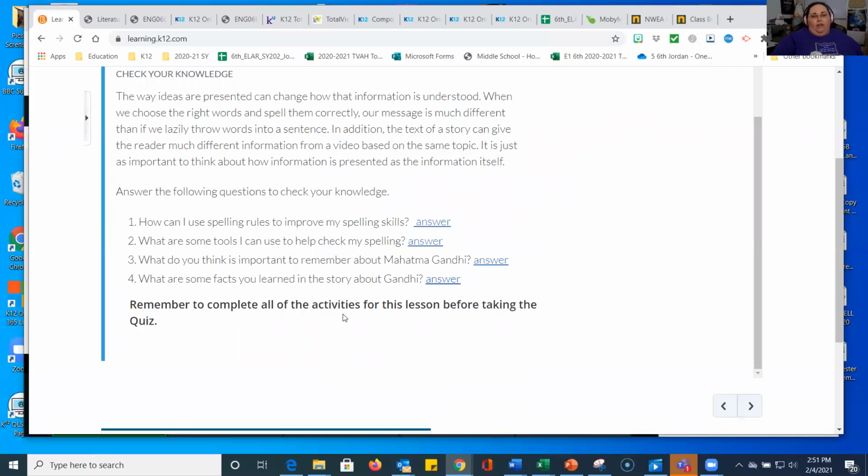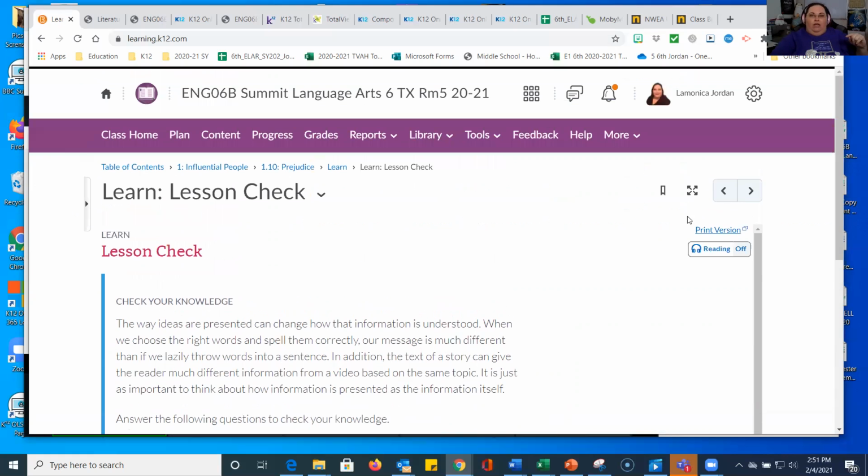Remember to complete all the activities for this lesson before taking the quiz and have those things pulled up now. When it gives you this, that means you need to pull the story back up. Pull your graphic organizer. Be sure it's complete. Pull up your review document where you've copied and pasted all those multiple choice questions. Then and only then are you ready to click the next button.